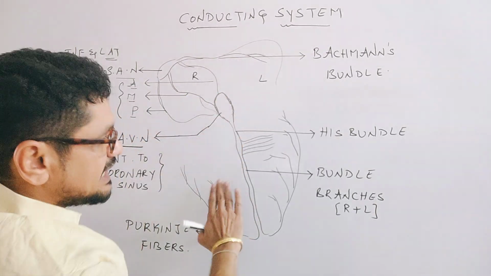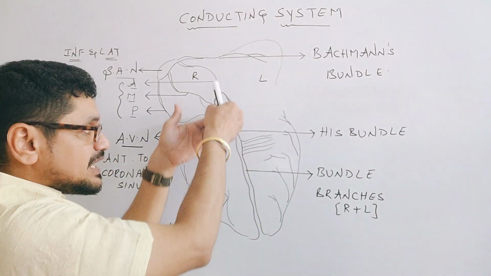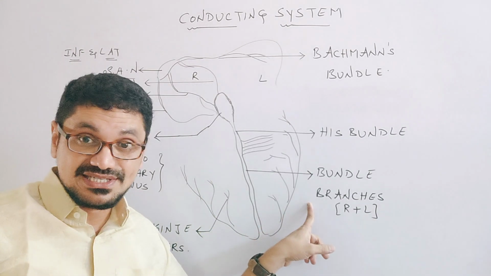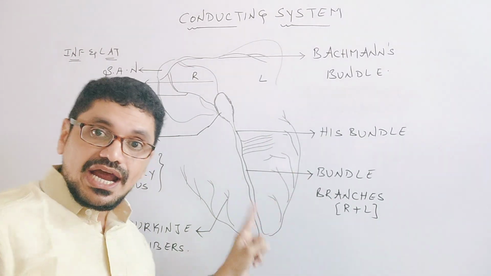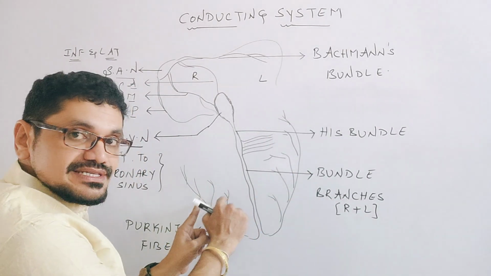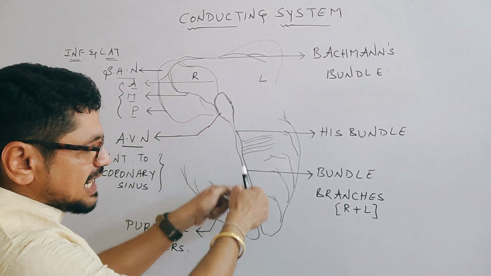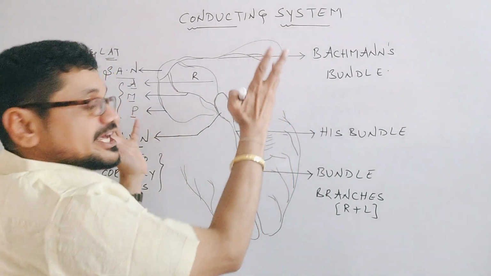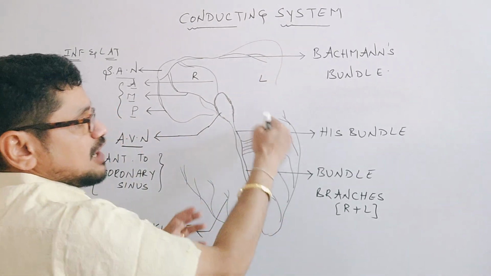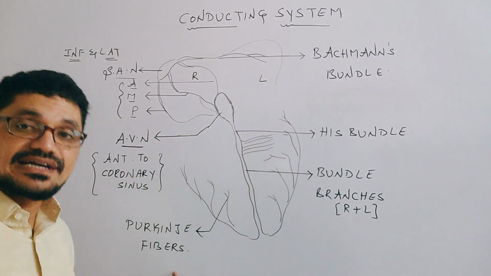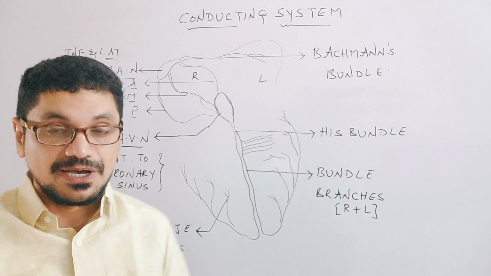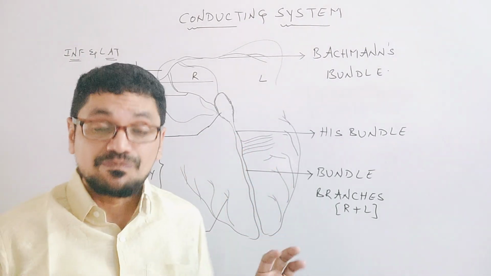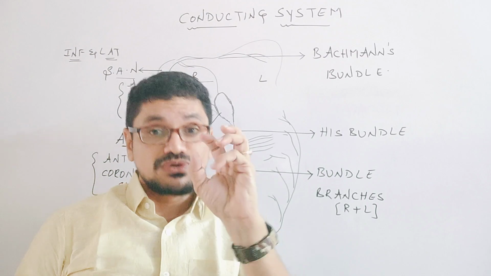So the AV bundle passes through this fibrous skeleton, and now this bundle reaches the top of the interventricular septum and divides into two branches. You can see the two bundle branches here, the right bundle branch and the left bundle branch. These bundle branches reach towards the apex of the heart, and then they make their way back up in the form of small branches called Purkinje fibers.